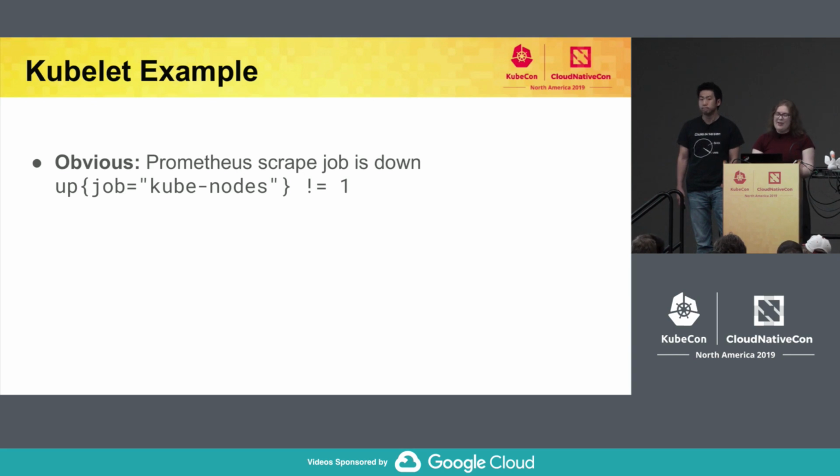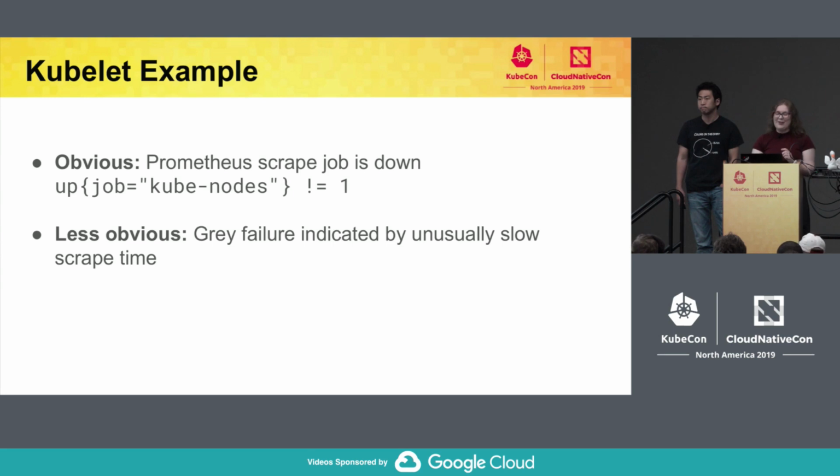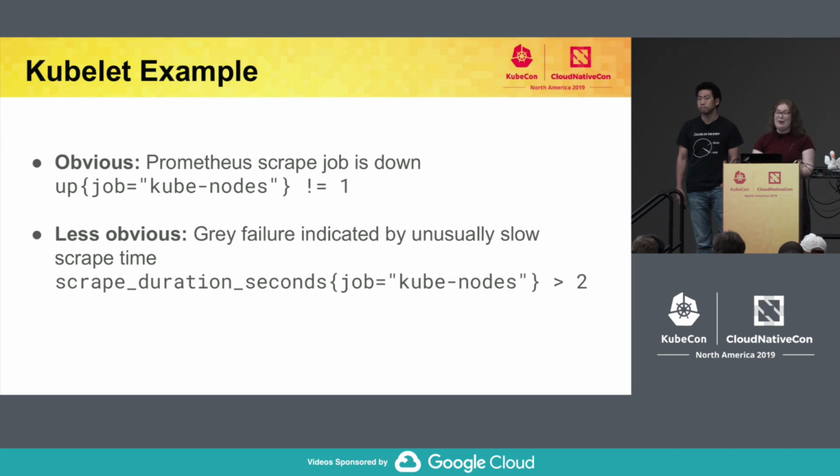Poking around at some of the Prometheus metrics, I noticed that commonly, when a kubelet is in a gray failure state and is acting slow, it's slow for everything, not just pods and users. So this shows up in our Prometheus scrape duration data. In this case, we can detect such problems by looking at unusually high scrape time.